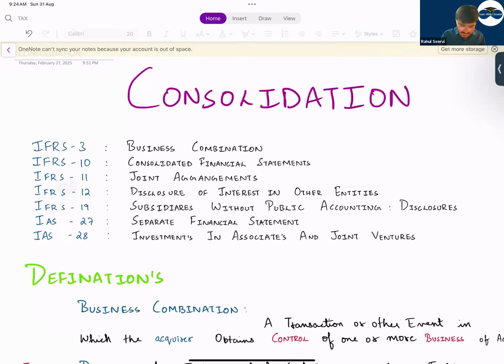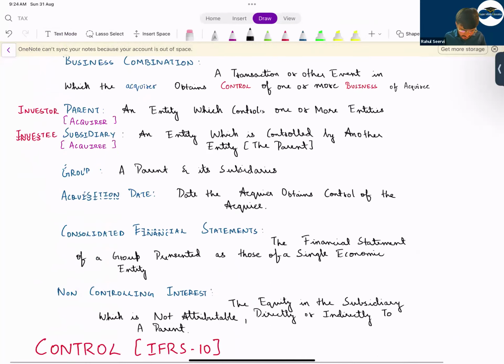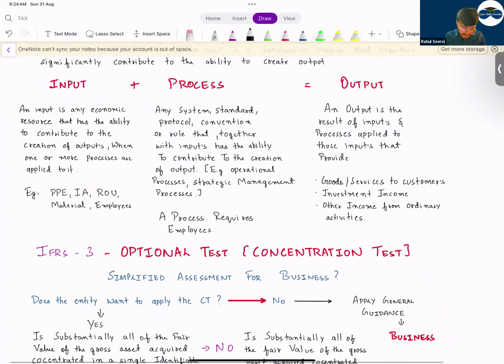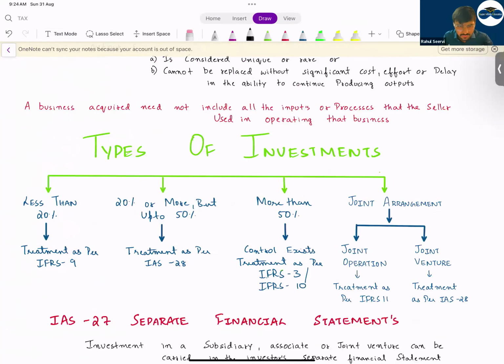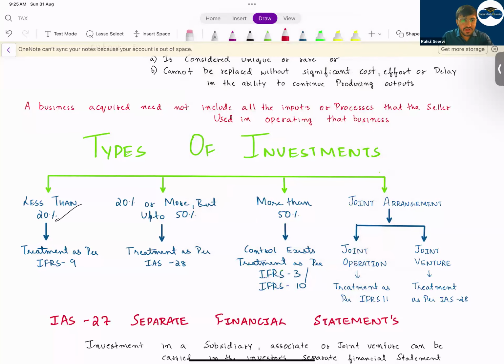Now, I hope everyone can see the screen. First, you have to understand this flow chart which I've drawn here. Types of investment: if the investment is less than 20 percent, it will be covered under IFRS 9 equity investment. Then 20 percent or more, but up to 50 percent, as per IAS 28, it will be an associate. More than 50, IFRS 3 and IFRS 10 will apply.